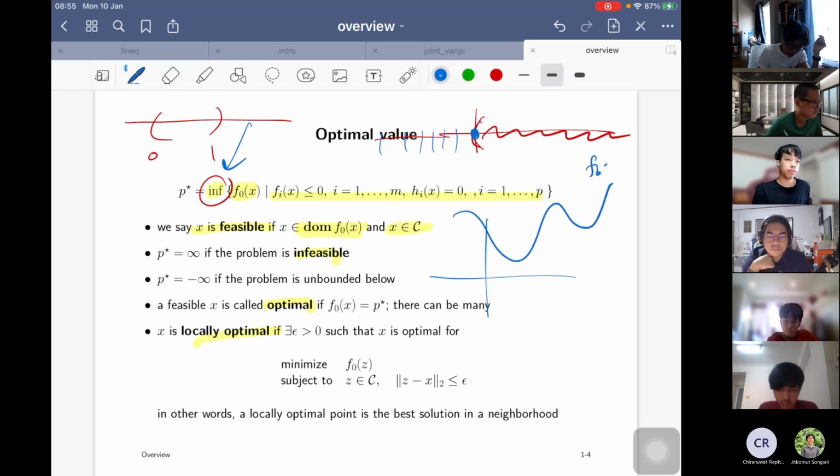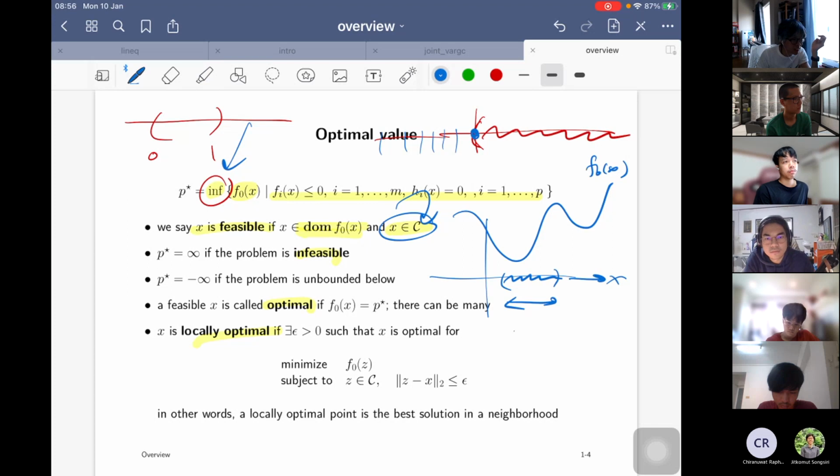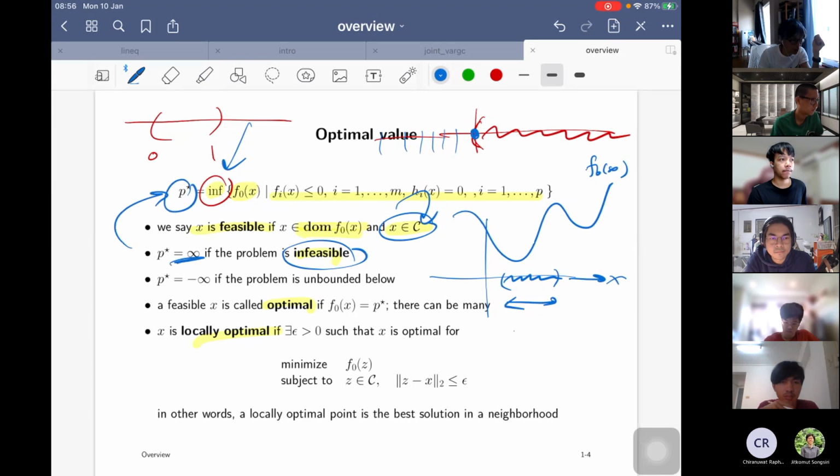Let me write again. Suppose this is your objective function. Suppose your constraint belongs to this set. All the members here are feasible. We say the problem is infeasible if you cannot find any x at all in the constraint set, that is, the constraint set is the empty set. We have defined that when the problem is infeasible, we assign the value of p star, the optimal value, to infinity. By now we're going to refer to this term a lot, p star.